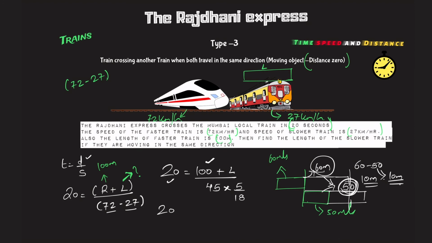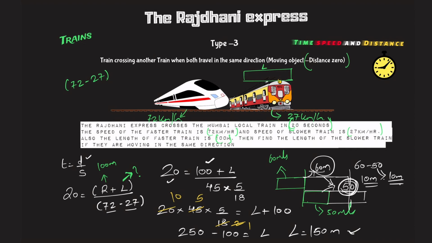So now this is how the problem turns out to be. 20 into 45 into 5 by 18 is equal to L plus 100, and I need to find out what L is. So just cancel this now. 9 2s are 18, 9 5s are 45, 2 1s are 2, 10s are 5 into 5, 25 into 10 is nothing but 250. 250 minus 100 is nothing but L. So L comes out to be 150 meters, and that is the length of the local train, and that is what I was supposed to find out.